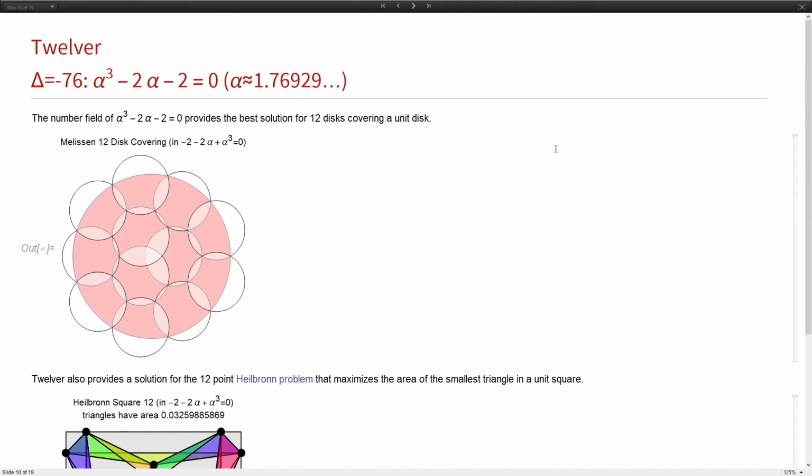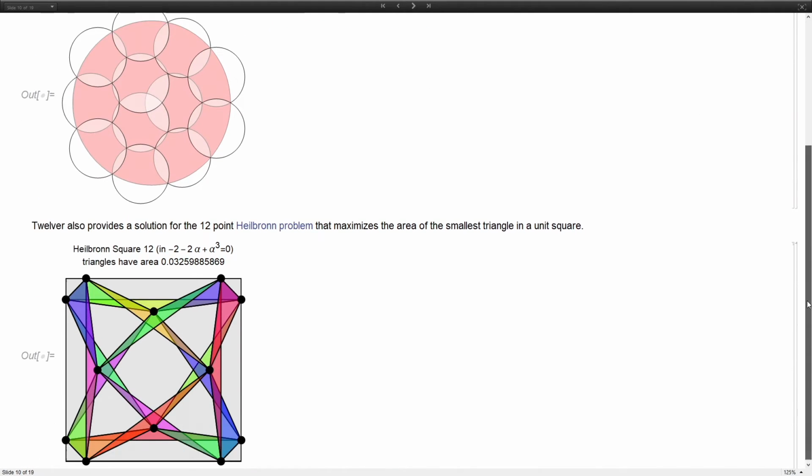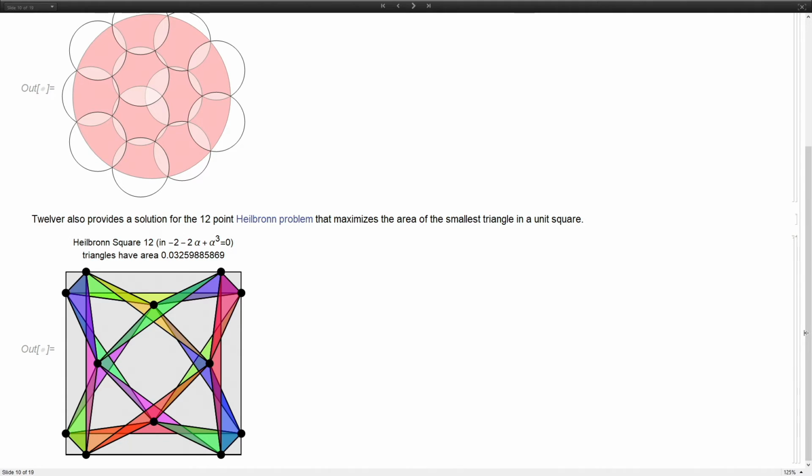The 12er root is a solution to two problems using 12. If you want 12 circles to cover the maximum possible disk, you need this constant, and that's the solution. If you want to make the largest possible small triangle for 12 points, you need the same constant. I'm not sure if it's just coincidence or something else.